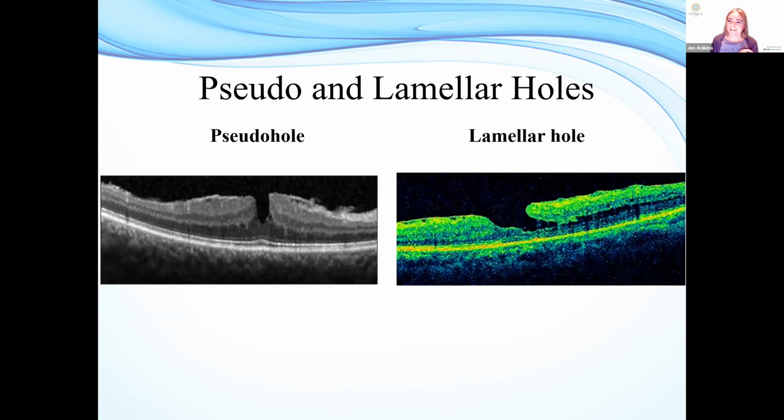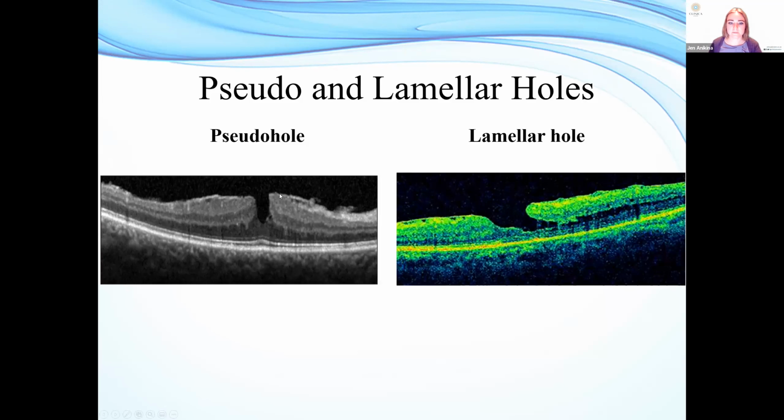So here is my other favorite topic actually: pseudoholes and lamella holes. They look very similar. They can look pretty identical on OCT. The one on the right is a true lamella hole, but it's a slightly complicated picture. The left one shows a pseudohole.